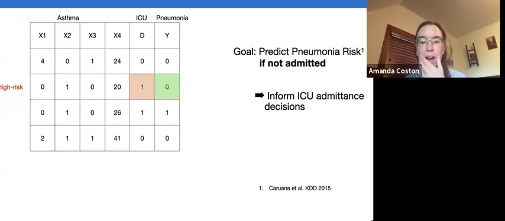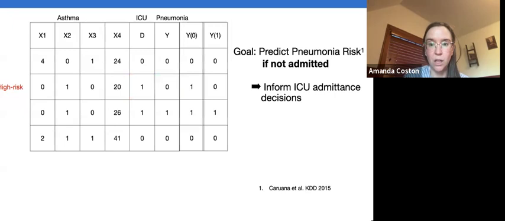And so here I've modified the goal to say more precisely what we want to do in this setting: predict pneumonia risk if they weren't admitted to the ICU. And that's what's clinically relevant for the doctors making decisions. They want to know what's going to happen under a particular decision. So they want to know, if I take the less invasive option or the less intensive treatment, we don't admit them to the ICU, is there still a high risk of these adverse outcomes?